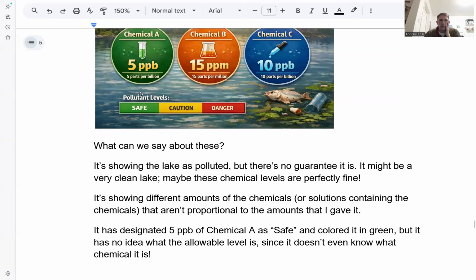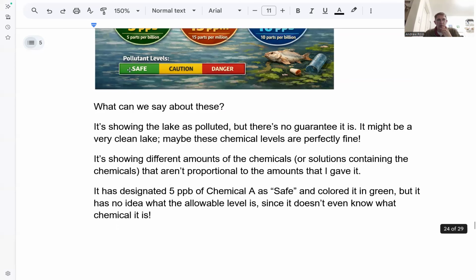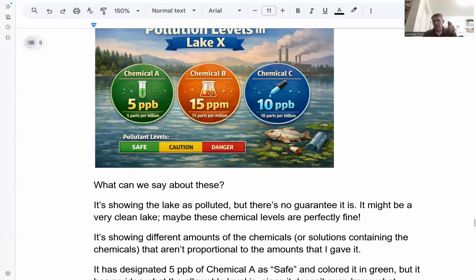So that's concerning. It also showed the 5 parts per billion as safe for chemical A, colored it green, but it has no idea what the allowable level is. It doesn't even know what the chemical is. So how did it decide that was safe? I don't know. So again, using our human critical thinking, and it's fun to make fun of AI here, but really this is a good exercise in just if someone shows you an image or a chart or an infographic, question some of the decisions that went into it.